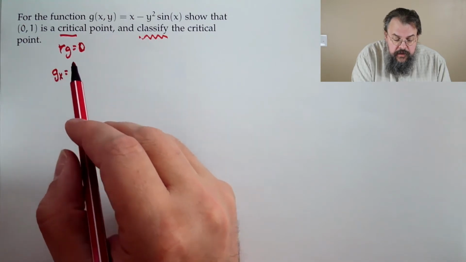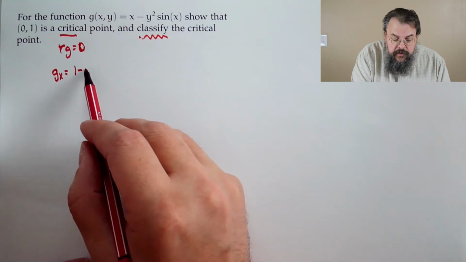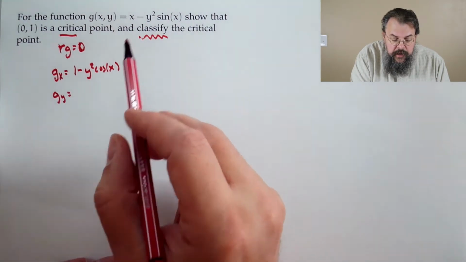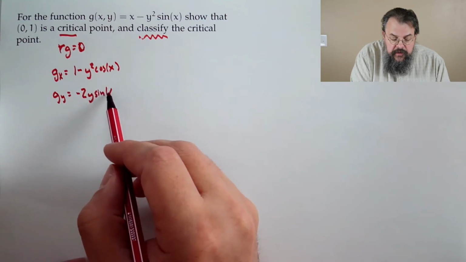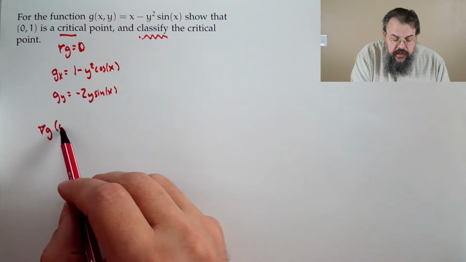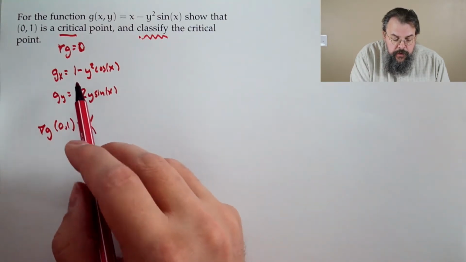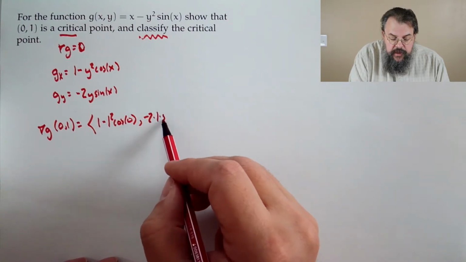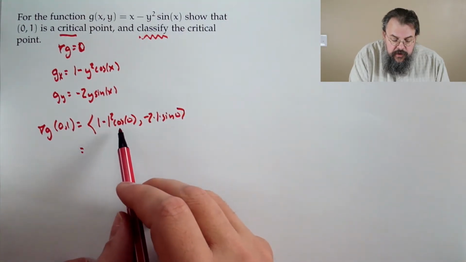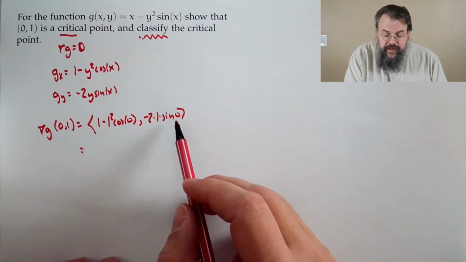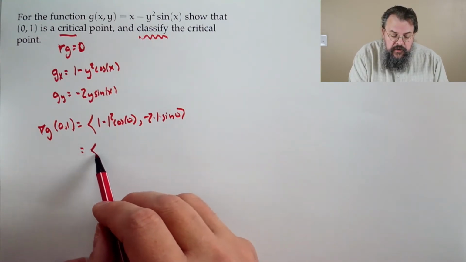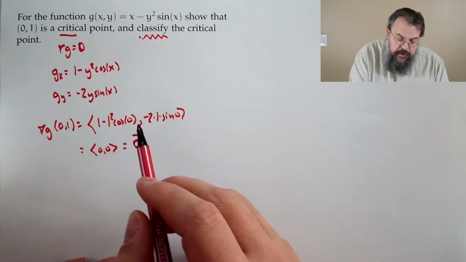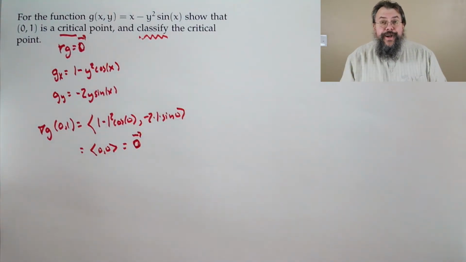g sub x is, taking the derivative with respect to x, 1 minus y squared cosine of x. And g sub y, well, that goes away, minus 2y sine of x. So the gradient of g at (0, 1) is 1 minus 1 squared cosine of 0, comma, minus 2 times 1 times sine of 0. Since cosine of 0 is 1 and sine of 0 is 0, you get 1 minus 1 and 0, also known as (0, 0), which is just the 0 vector. See, this is not the 0 number. We'll make it clear that it's a vector. We'll put a little arrow on top. Aha, now no one will doubt it's a vector.